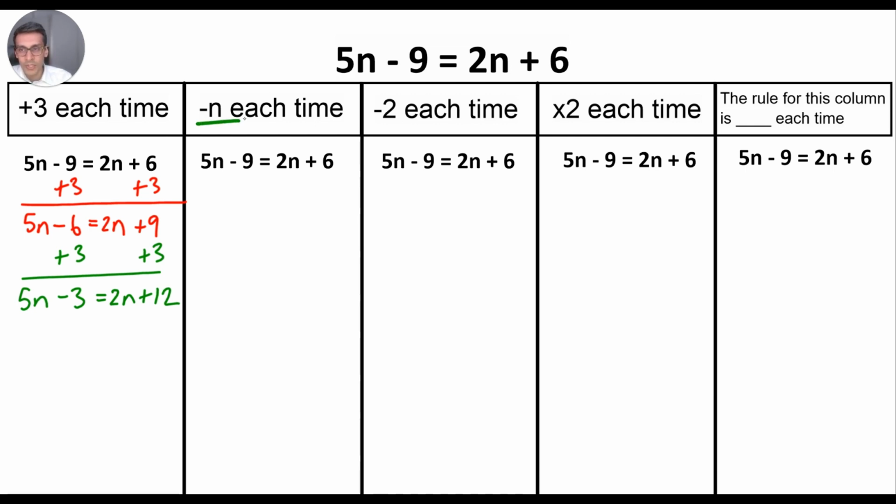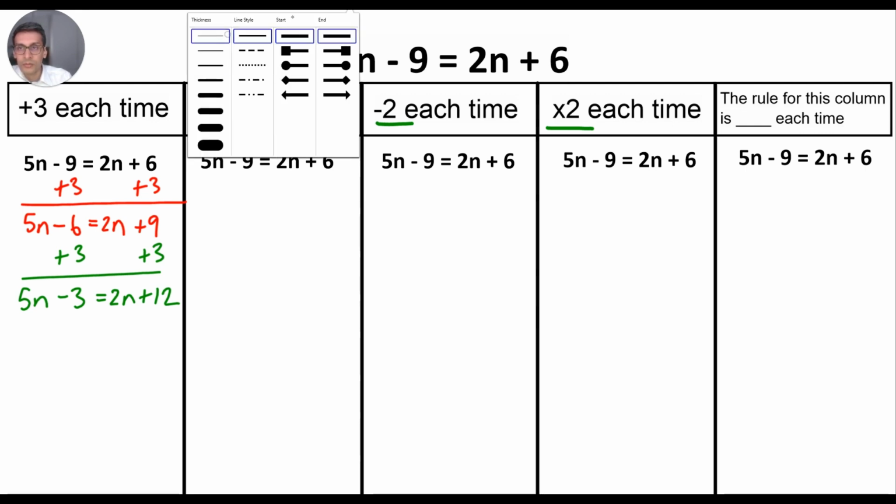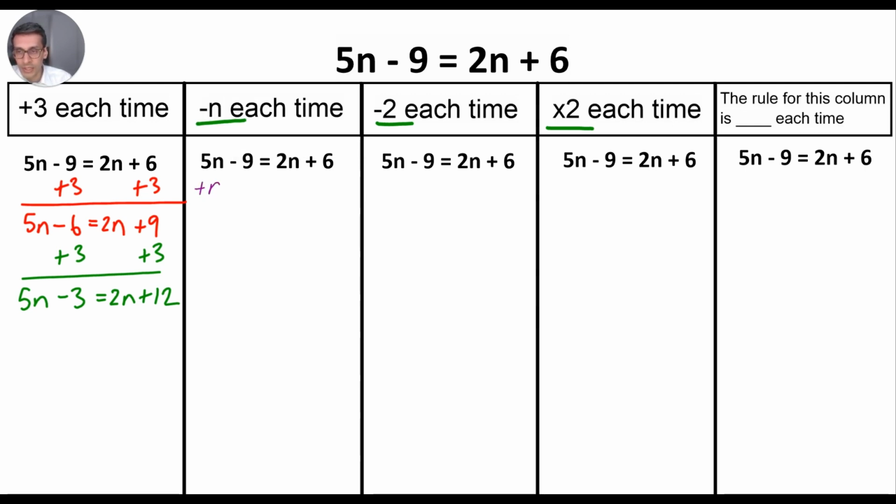Do the same for these operations, and then the last one you can make up yourself. I'm going to get you to pause the video to try this, and then I'm going to show you the answer here. Okay, so what you want to do in this case is add n to both sides. So plus n. That becomes 6n minus 9 equals 3n plus 6.